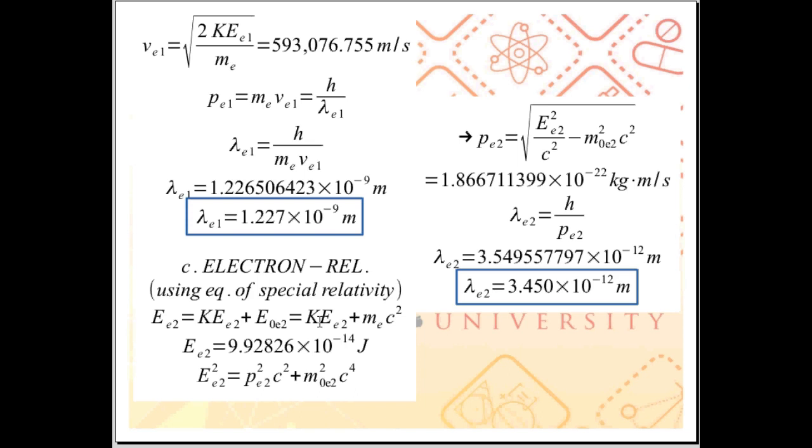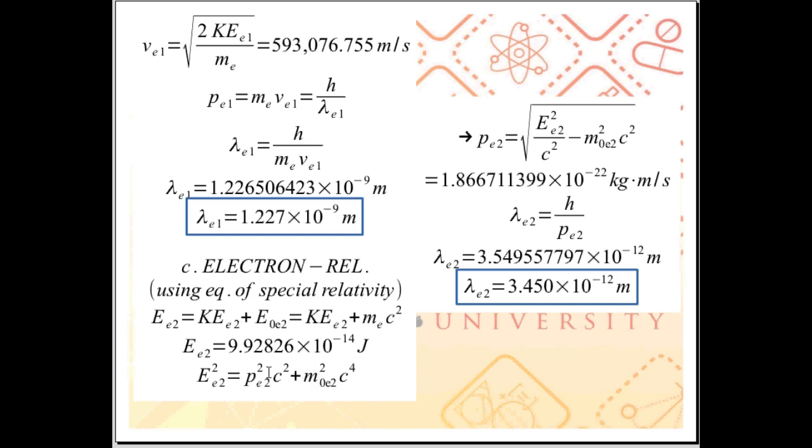We are able to calculate the total energy E. The total energy of the object is 9.92826 times 10 to the negative 14 joules. Another equation from our theory of special relativity is E squared equals p squared c squared plus m naught squared c to the fourth power.